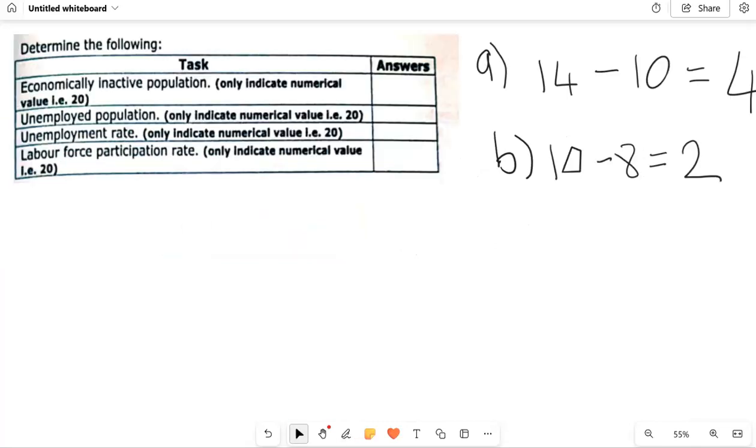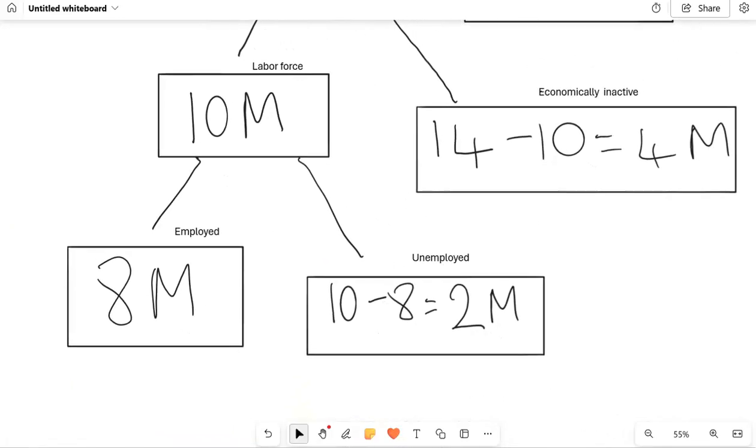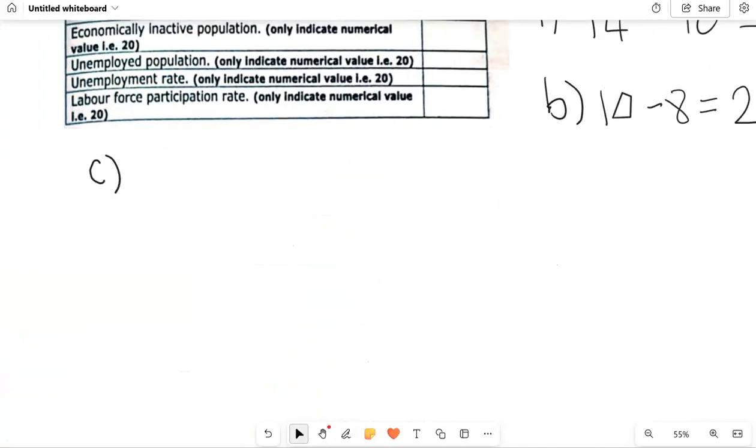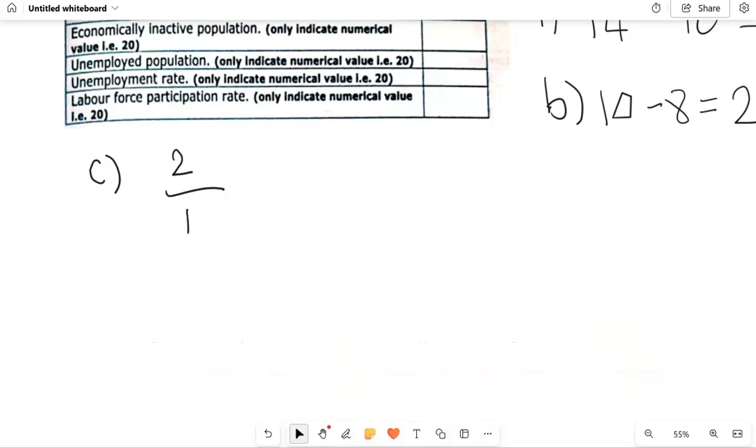For number C, they want us to calculate the unemployment rate. We all know the formula. If we want to calculate the unemployment rate, it's the number of people who are unemployed divided by the labor force. So the calculation is going to be 2 divided by 10 multiplied by 100, and our answer is going to be 20%.